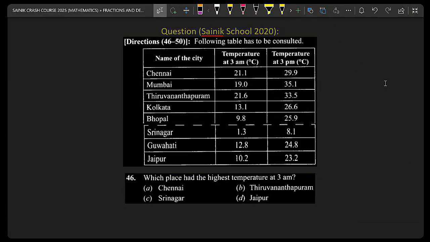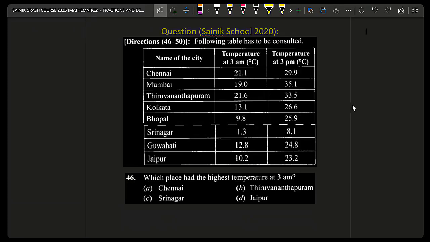Now, based on this table, you'll be having 5 questions. So, first question to be answered by Sudeshna. Sudeshna, raise your hand. Which place had the highest temperature at 3 a.m.? Yes, Sudeshna. Which place had the highest temperature at 3 a.m.? Sir, option B, that is Thiruvananthapuram.